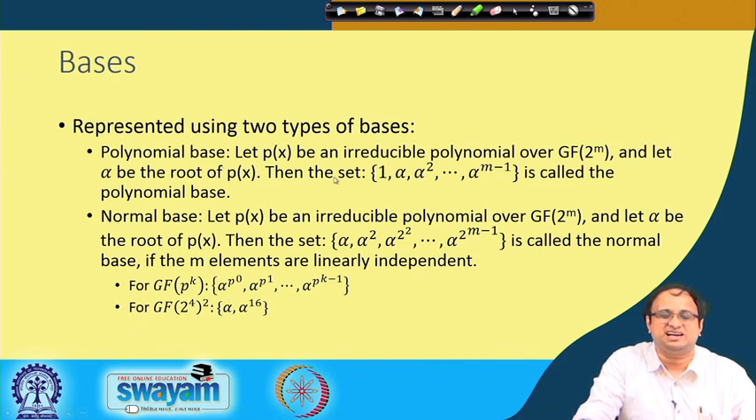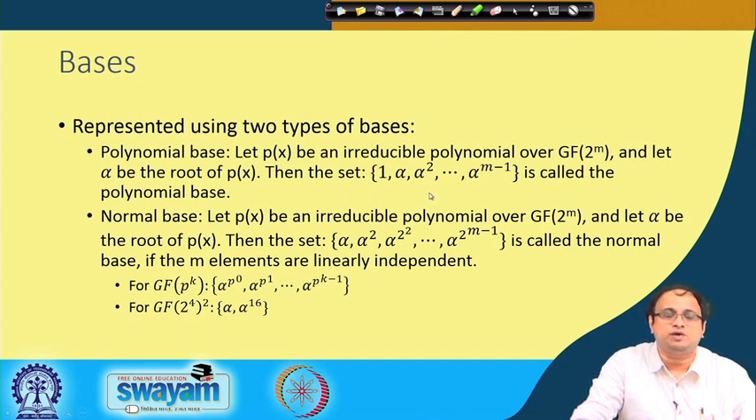So, for every extension field like GF(2^m), there is an irreducible polynomial P(x), as we have discussed, whose degree is m. Let alpha be the root of P(x). Then the set 1, alpha, alpha squared, and so on till alpha to the power of m minus 1 is called the polynomial basis. There are m elements in this basis. Therefore, we can express any field element as a linear combination of these basis elements.